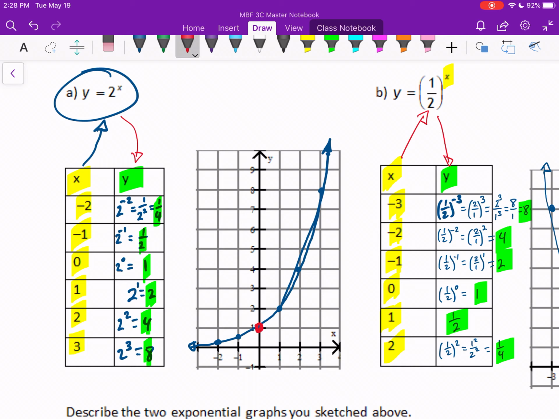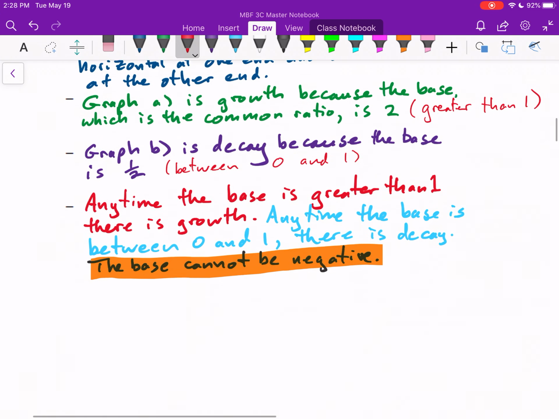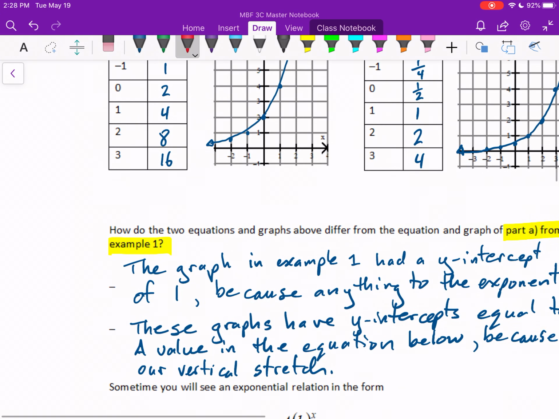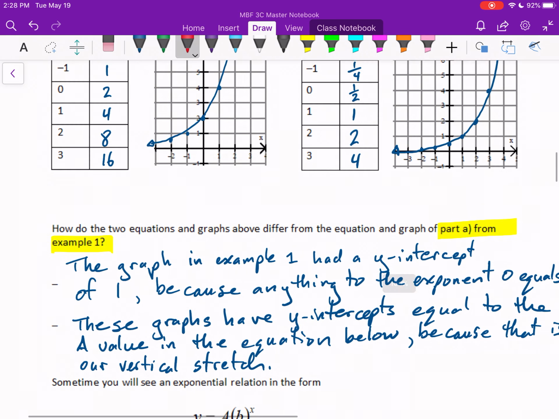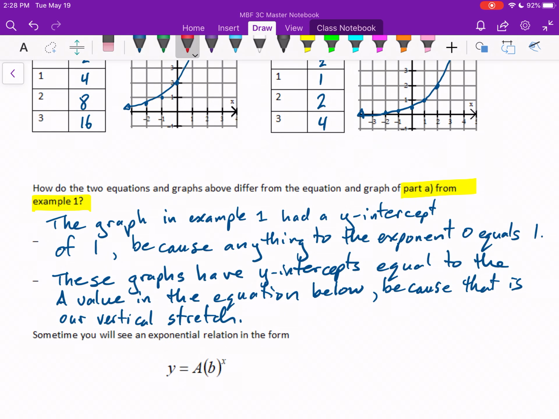The y-intercept is where it crosses the y-axis. Y-intercept. Because anything to the exponent 0 equals 1. That makes sense. These graphs have y-intercepts that are equal to the a value of the equation below.